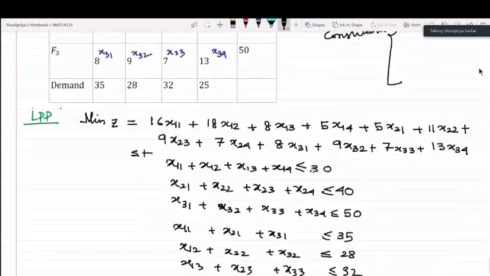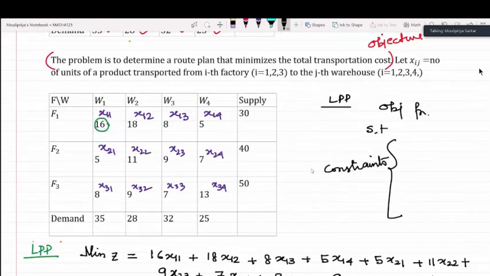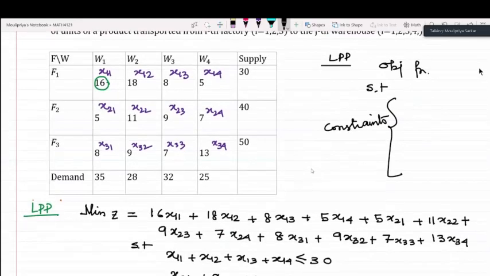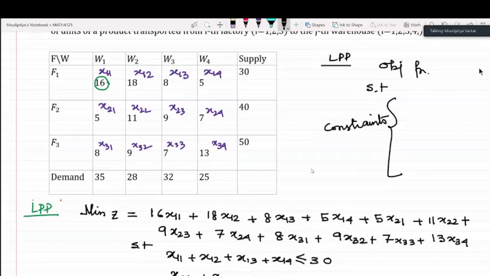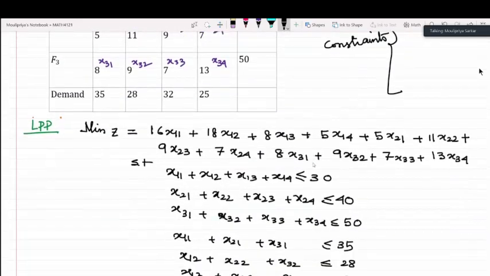Now, if I consider that x11 plus x12 plus x13 plus x14 is equal to the supply, that implies we are abiding by the conditions that are given to us. The factory F1 is able to produce units equal to the supply.